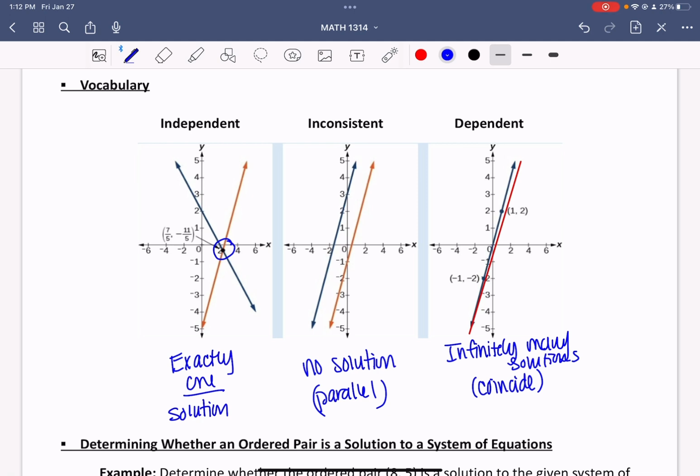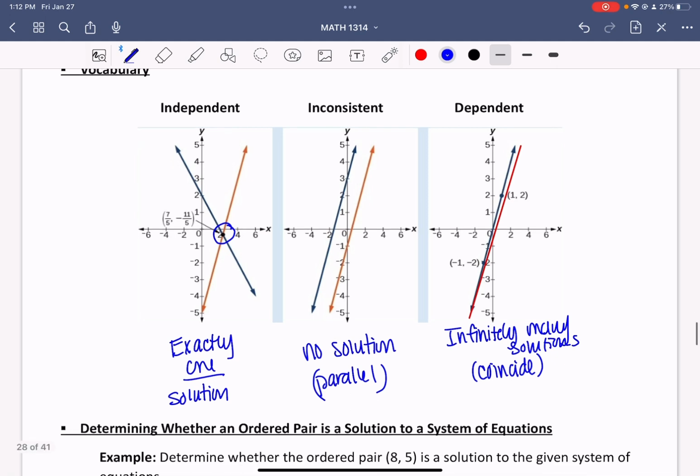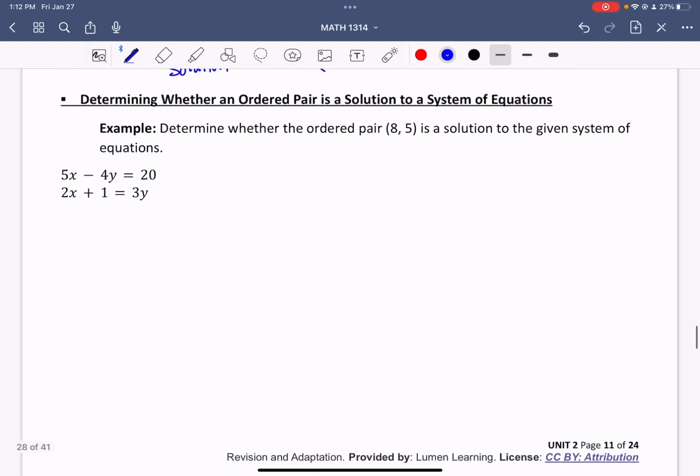And so I want to begin looking at these systems of equations. We can see the answers we're going to get: infinite, no solution, one solution. Let's first start with how do we tell if something is a solution? Then we'll look into the solving of it. So it says determining whether an ordered pair is a solution to a system of equations. Determine whether the ordered pair (8, 5) is a solution to the given system of equations.